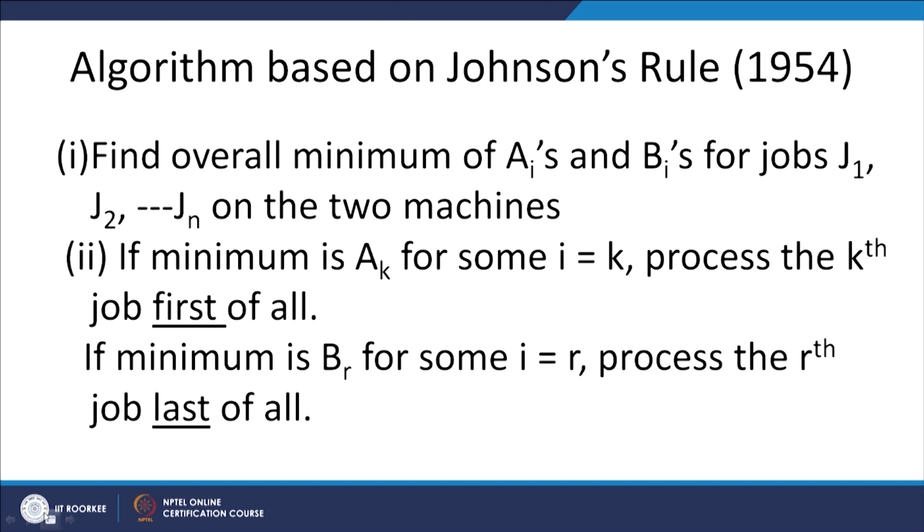The second part of this step says, if the minimum is, let us say, Bi for some i equal to r, then process the rth job last of all. So, depending upon whether the minimum corresponds to the first machine or the second: if it is on the first, then it has to be done first of all. If it is on the second machine, then it has to be done last of all.